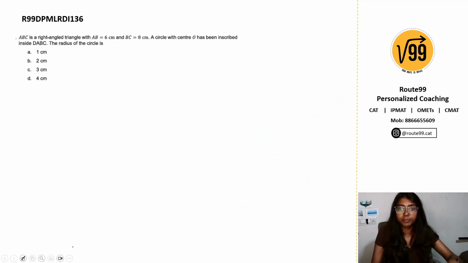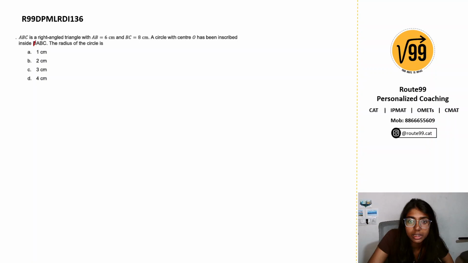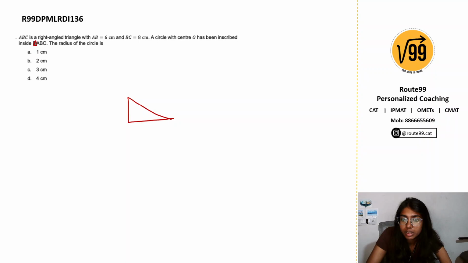नेक्स्ट क्वेश्चन. ABC is a right angle triangle with AB 6 centimeter and BC 8 centimeter. A circle with center O has been inscribed inside triangle ABC. The radius of the circle is. Okay. So there is a right angle triangle ABC. A circle is inscribed this way. ठीक है.